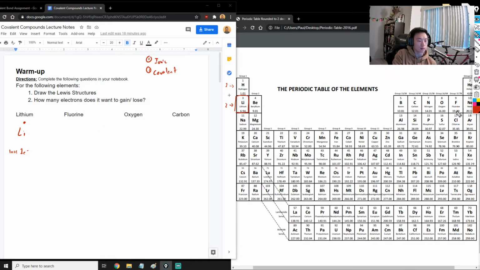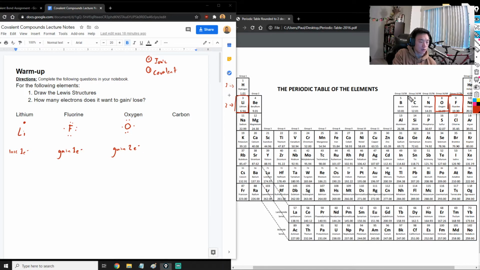Fluorine, if you count the boxes, is going to be the 7th box in this row. So fluorine is going to have 7 valence electrons. And it's going to want to fill up that shell, so fluorine is going to want to gain 1 electron. Next we have oxygen, which is box number 6. So oxygen is going to have 6 valence electrons, and it's going to want to gain 2 to fill up that shell.